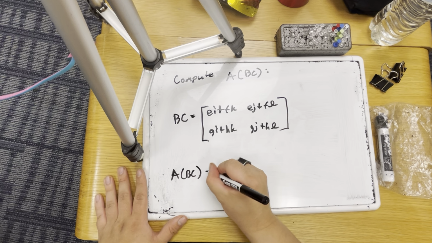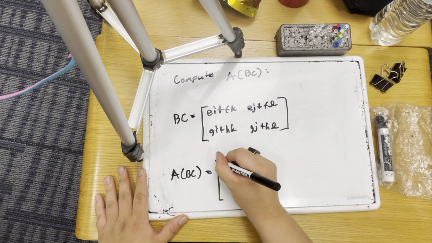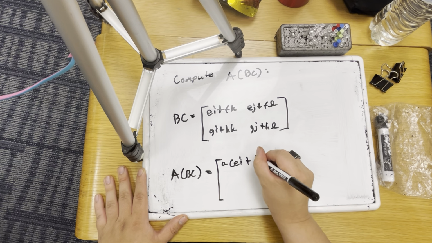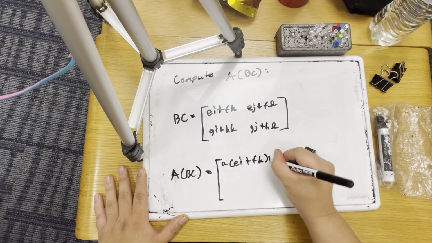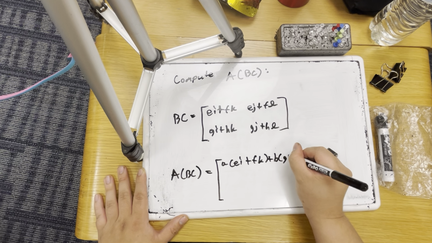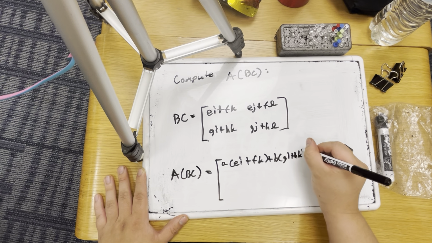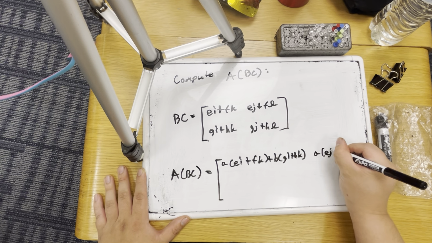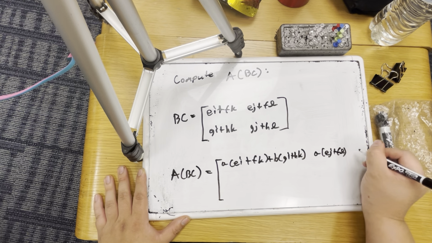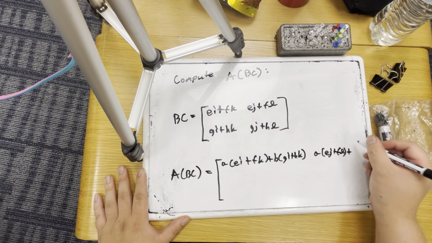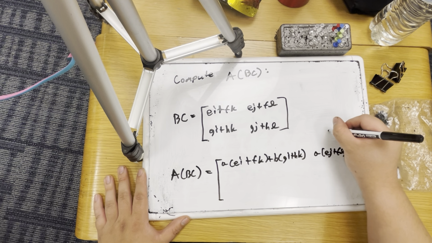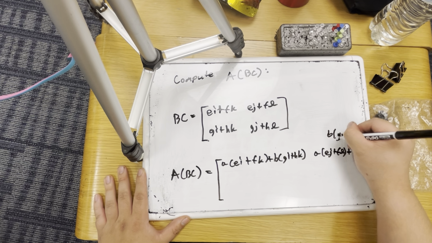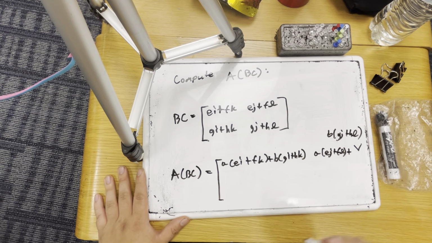Well, that is equal to A times (E times I plus F times K), plus B times (G times I plus H times K), and then A times (EJ plus FL), plus B times (GJ plus HL), right?